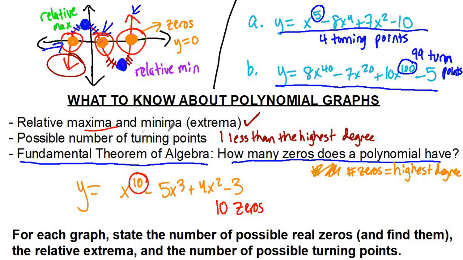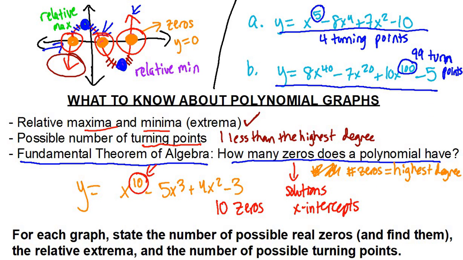The relative maximum or minimum just means the highest or lowest points in that general neighborhood. The number of turning points is always one less than the highest degree. So this 1x to the 10th could have at most, at maximum, 9 turning points. It doesn't have to have that many. And finally, the fundamental theorem of algebra means that whatever the highest degree is, that's how many zeros or solutions that polynomial will have. Zeros is another name for solutions, or x-intercepts, meaning where it hits the x-axis.